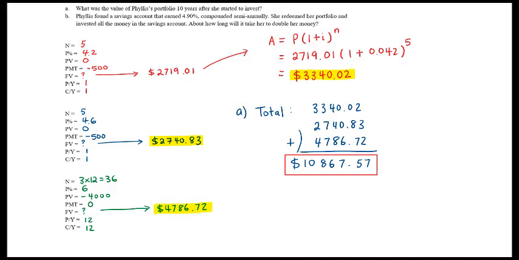For question B, Phyllis found another investment or savings account that earns 4.9%, done semi-annually, and she's wondering how long it will take her to double her money. So we're going to use the rule of 72. We simply divide 72 by the interest rate that she found, so 72 divided by 4.9, and you should get 14.69 as the answer.